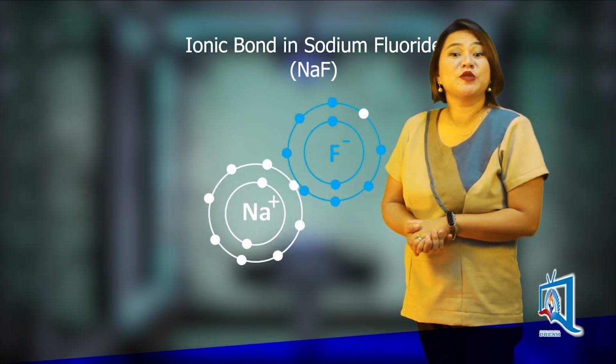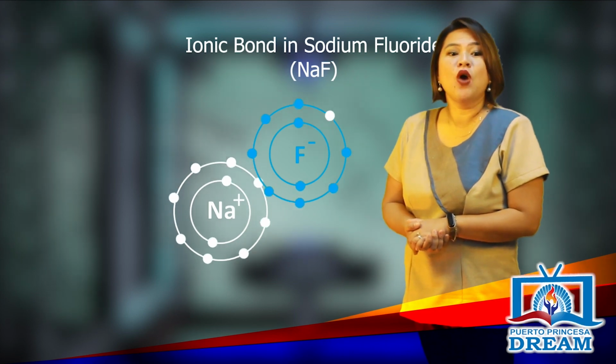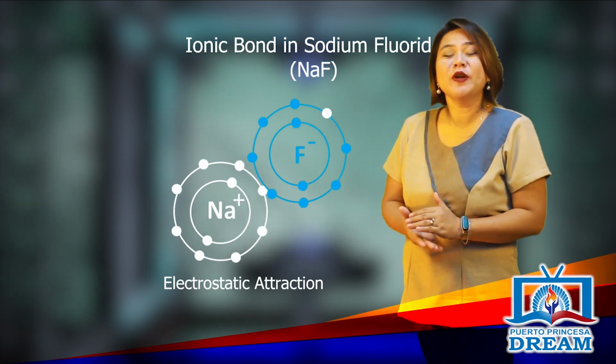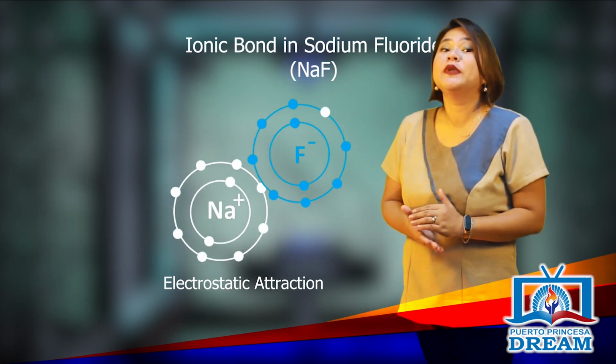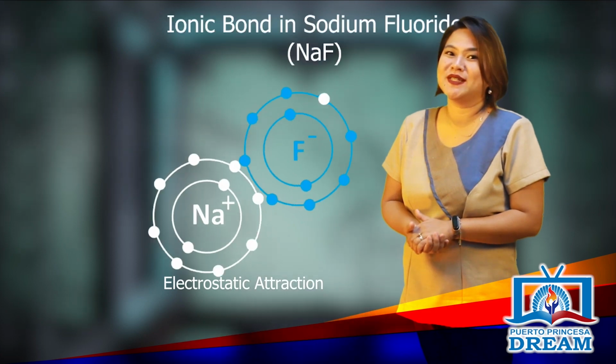Ionic bond occurs between atoms of metallic and non-metallic elements with widely different electronegativities. It is formed by electrostatic attraction between ions, resulting in the transfer of electrons.